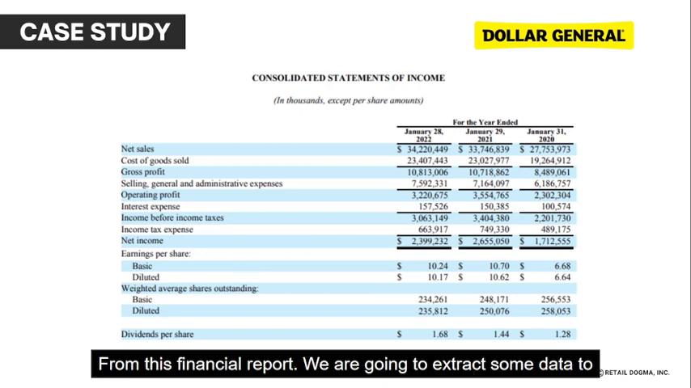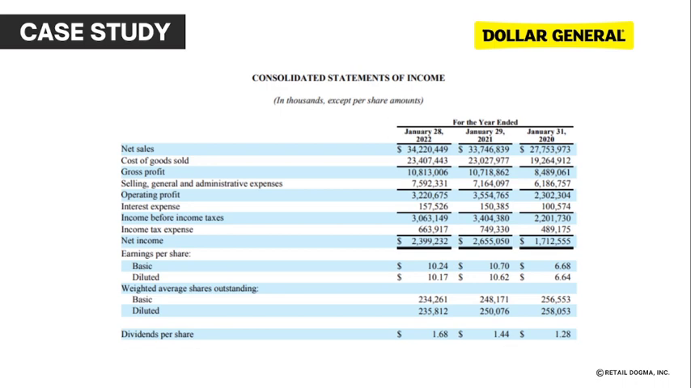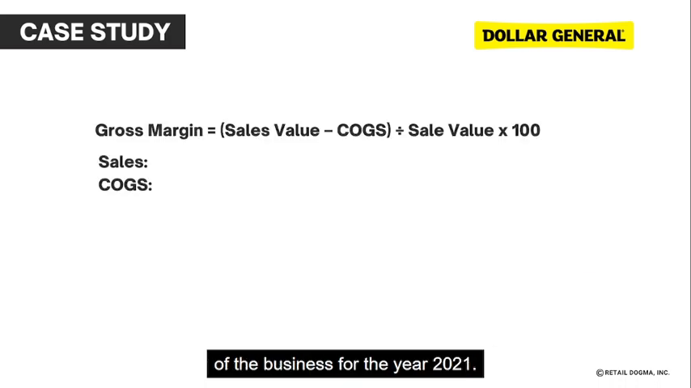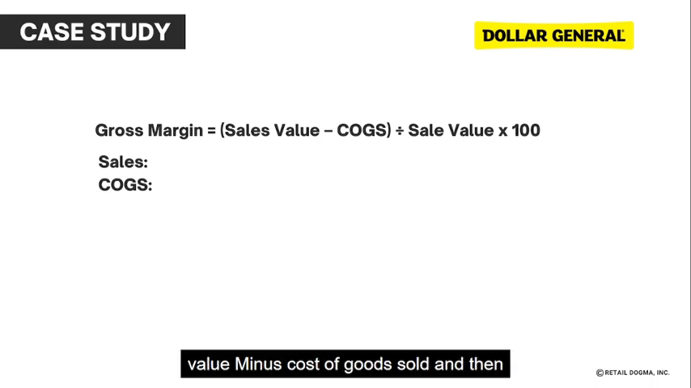From this financial report, we are going to extract some data to calculate some of the metrics that we have discussed. First, let's calculate the gross margin of the business for the year 2021. From our formula, we know that gross margin equals sales value minus cost of goods sold, and then divided by sales value and multiplied by 100 to get the percentage.